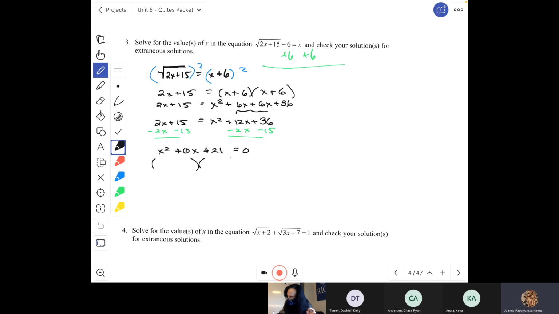Then factor that. Tell me what the 2 factors are. Beautiful. Zero product property tells me I can set each of those little factors, each of those little binomials, equal to 0. Solve for x. And I get x equal -7 and x equal -3. Are they both valid, or are either or both of those extraneous? Check it and tell me.